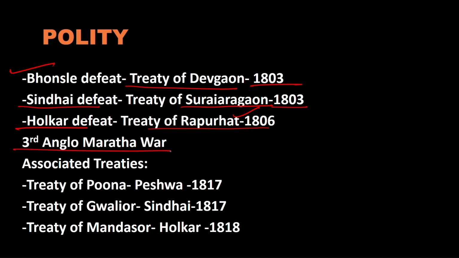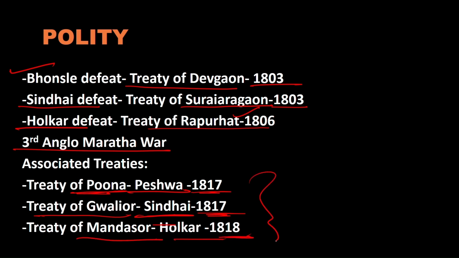Then we have the Third Anglo-Maratha War, and the treaties associated with that. For the Peshwas, we had the Treaty of Poona, signed in the year 1817. Then the Scindias signed the Treaty of Gwalior in the year 1817. Then for the Holkars, we had the Treaty of Mandsaur in 1818. These are also important, so try to remember them. I don't have a trick for them especially, but you should be remembering them.